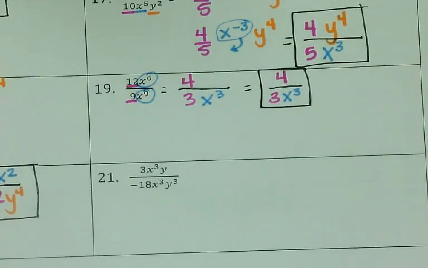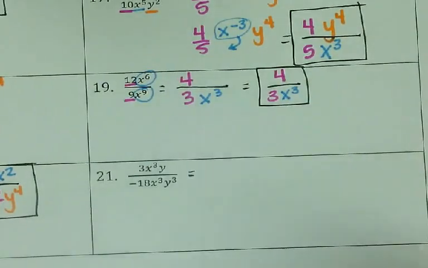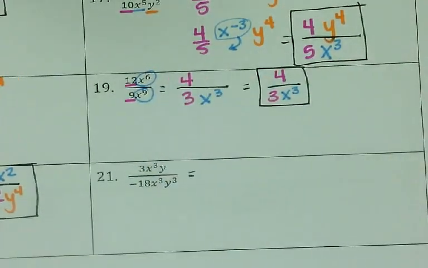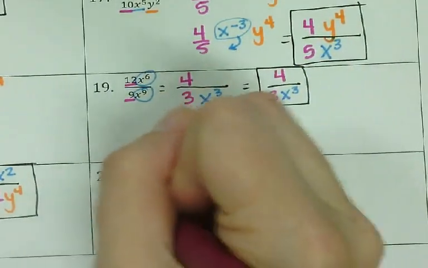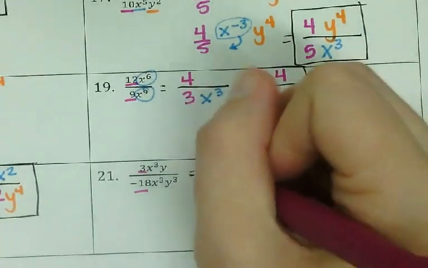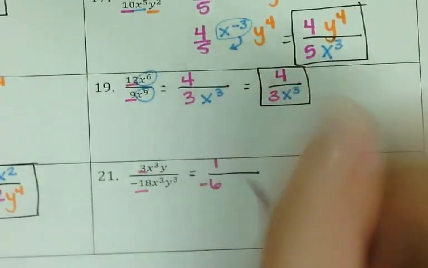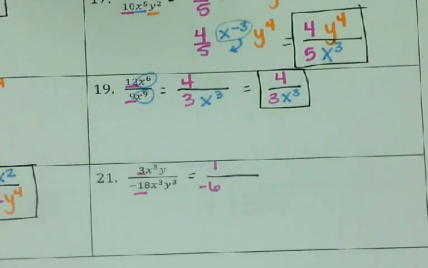All right, guys? Now let's take a look at this last one, number 21 here. We have 3 over negative 18. So they're both divisible by 3, right? So that's going to be negative, so that's 1 over negative 6. Are you guys okay with that? Y'all good with that? Yes, ma'am.